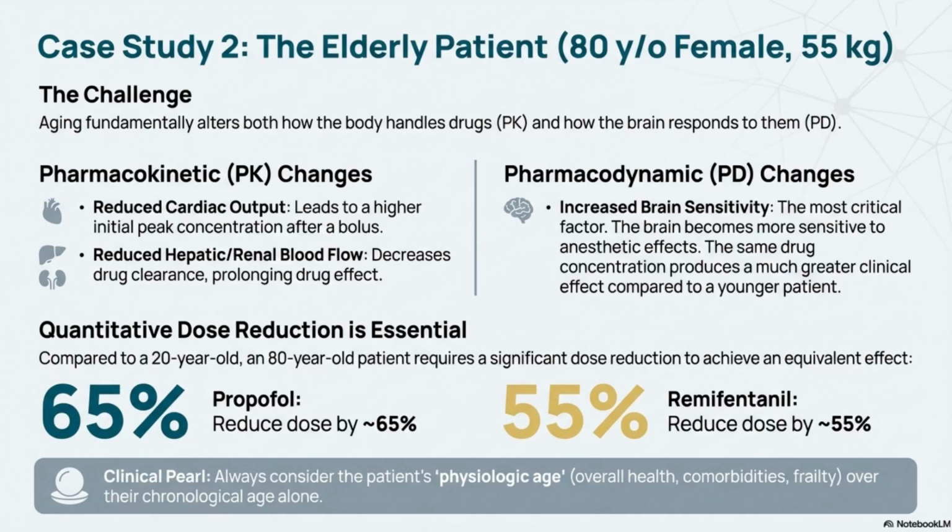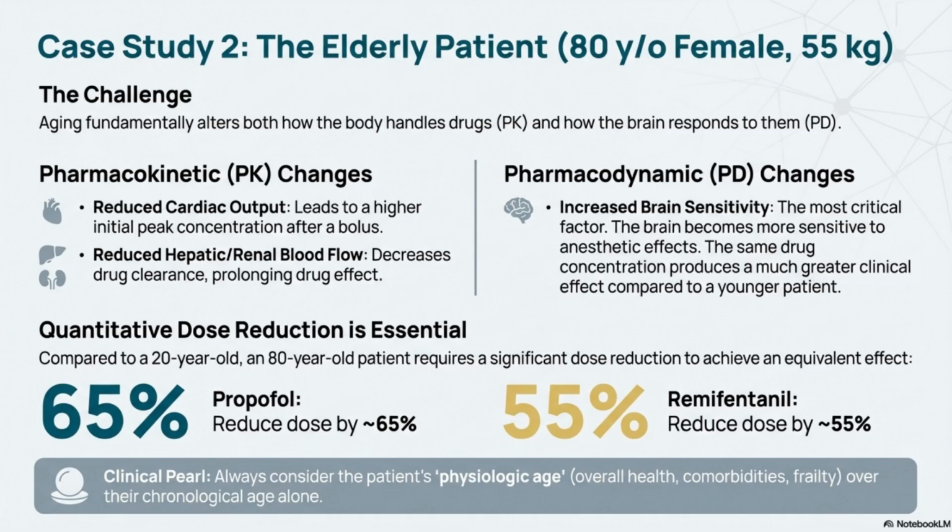But the even more dramatic change is on the PD side, increased brain sensitivity. The aged central nervous system simply requires less drug concentration to achieve the same effect. And the quantitative data here is striking. How much of a reduction are we talking? To get the same effect as in a 20-year-old, an 80-year-old patient requires about 65% less propofol and 55% less remifentanil. That is a massive reduction, not a subtle adjustment. It's a foundational reduction, driven by both PK slowdown and PD sensitivity. And this forces us to move beyond just their chronological age to the concept of physiologic age. We have to.